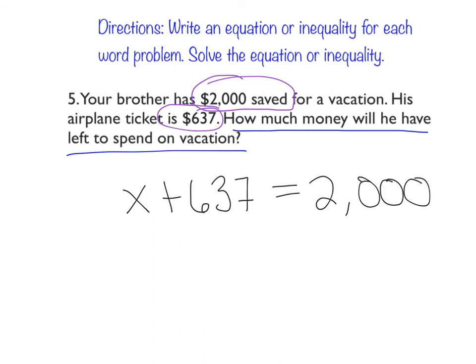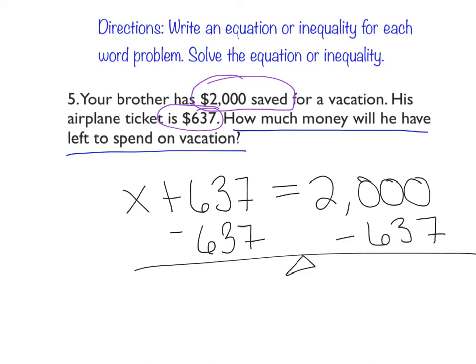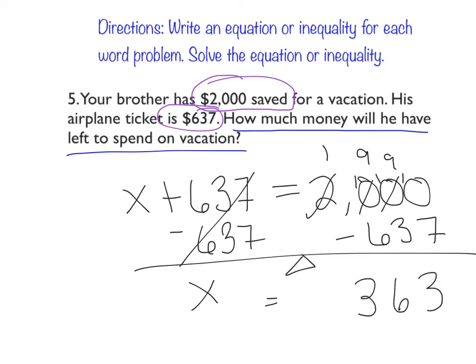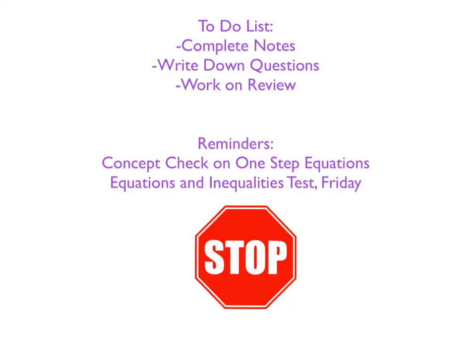So to solve this one step, I would do the inverse, which would be subtract by 637. And I'm going to do it on both sides. Remember, we have to keep this balanced, like a balance beam. So my x would equal, subtract. We're going to borrow from here, 10, make that a 9, make this a 9. This is the only 10, so 3. 9 minus 3 is 6. 9 minus 6 is 3. And then I have a 1. So he would have $1,363 to spend.